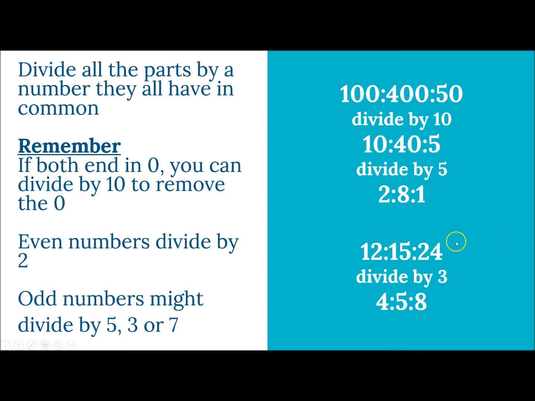This ratio, 12 to 15 to 24, all of those numbers are divisible by 3. So if we divide each of them by 3, we get 4, 5 and 8. It's really important that you divide all of the parts by the same thing. It's no good dividing the 12 and 24 by 2 and then the 15 by 5, because you won't create the simplest form of that ratio. You'll just create something else and it'll be a horrible mess.